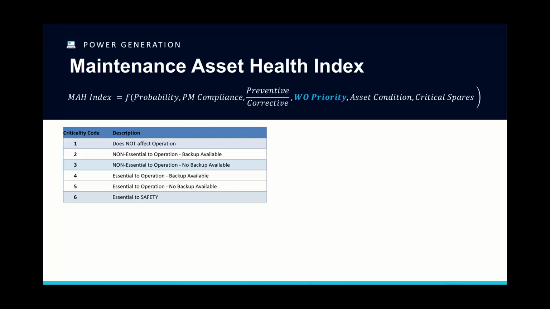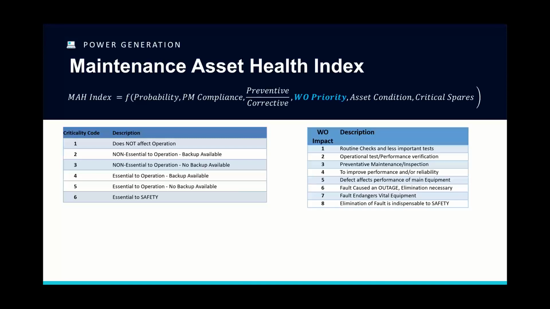So we devised a very simple setup that has a very simple scale going from 1 through 6, right? 1 really doesn't affect the operation, all the way down through 6, which is essential to safety, right? The plant is going to blow up if we don't take care of this asset, right?